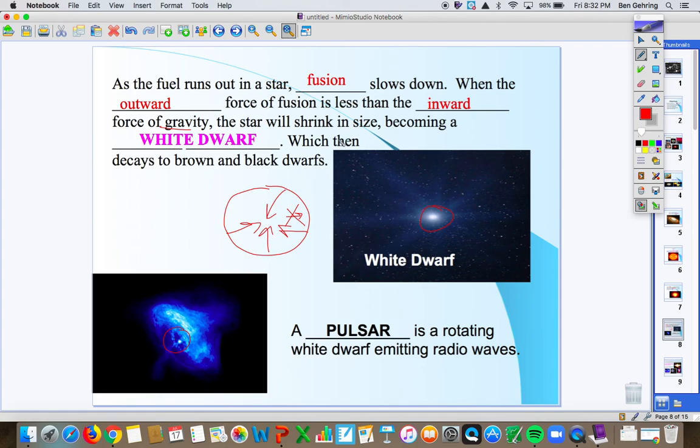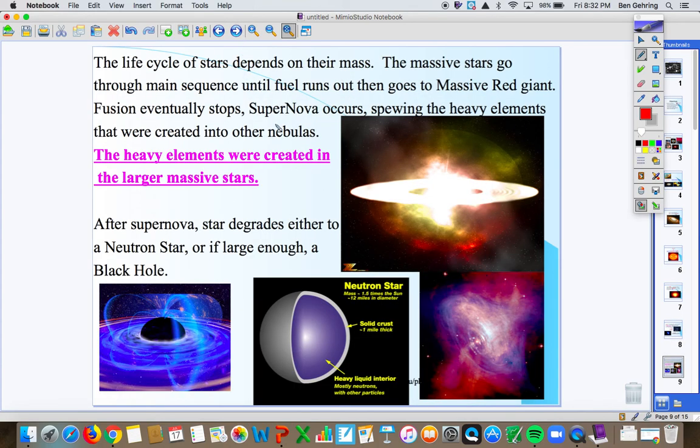A white dwarf will burn until it doesn't have anything left to burn, and then it becomes a brown and black dwarf, which essentially means it doesn't emit any more light. If this white dwarf rotates, we call it a pulsar. As it emits radio waves, they pulse out, so it's known as a pulsar for a star. That is the life cycle of a medium-sized star, or normal star, what our sun is going to do.